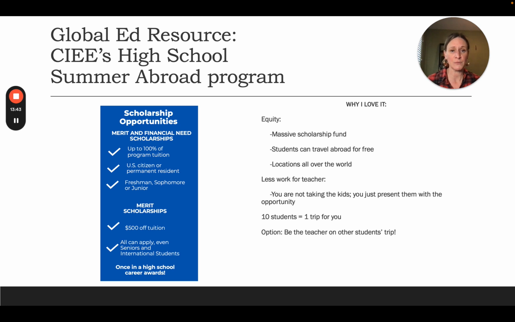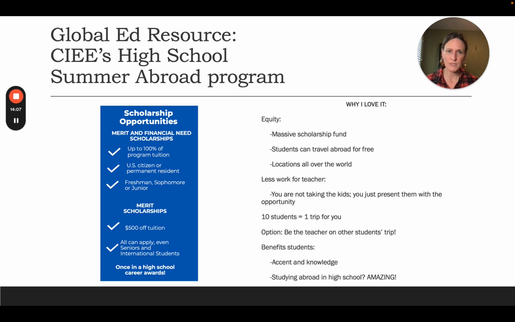Also, there's an option with CIEE to be the teacher on other students' trips. You can actually be one of the program leaders in the summer. This is really great. If you happen to have a schedule that's pretty open in the summer, you can apply and be paid to be one of the teachers teaching students all over the world in the summer.